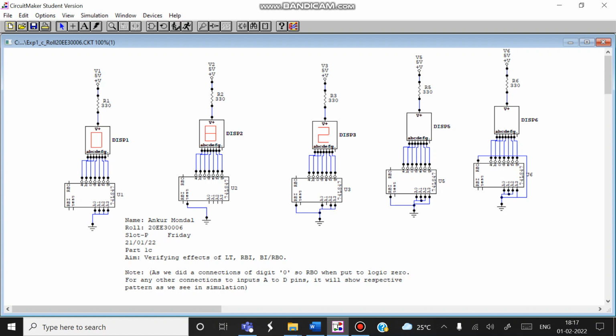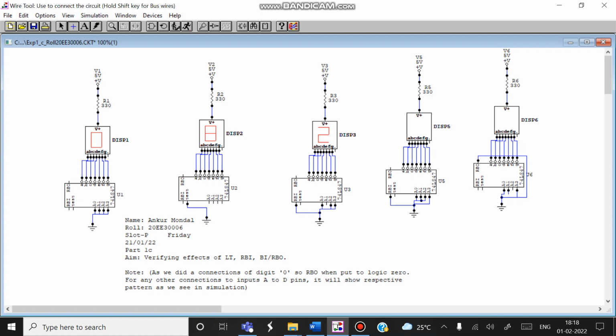So let's see. I have changed the connections. I have put A1, A2 as open, that is, they are not in active low. Still, there is a blank showing in the fifth circuit. But in the third one, you see, I have put A1 as open, that is, it is not in active low, so it is showing a pattern.